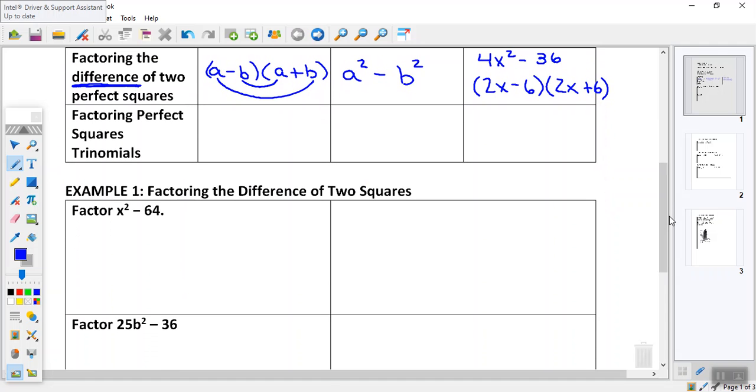Guys, this only works when you have what sign right here? A minus sign. So what is the square root of x squared here, kids? So this is just going to factor into x and x. And then by rule, it's going to be an a minus b and an a plus b. Well, isn't 64 a perfect square? So what? Plus 8 and minus 8, right? So you guys try this one over here. Now again, this is only going to work if what sign is between these two perfect squares. You guys try that one.